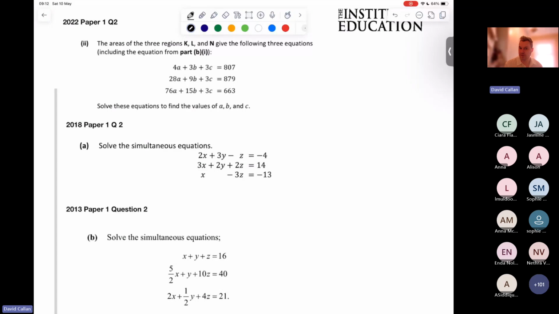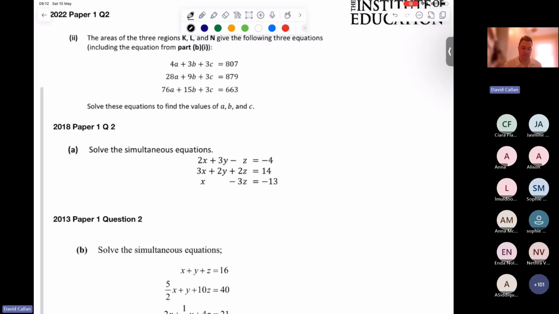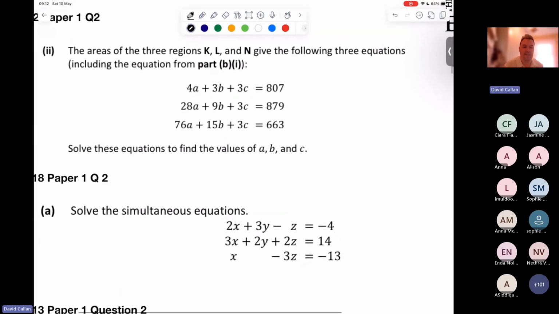Now, this might be a bit of audience participation, we'll see how that goes. Hopefully, you don't leave me with dead air here. Which variable would you pick in the 2022? Would you choose variable A to cancel out? Would you choose variable B to cancel out? Or would you choose variable C to cancel out? What would you go with?